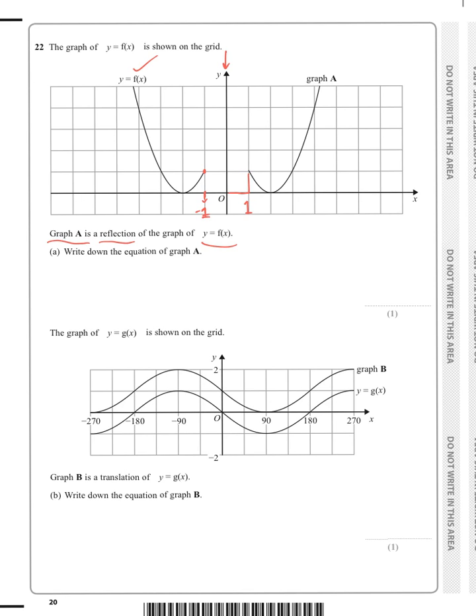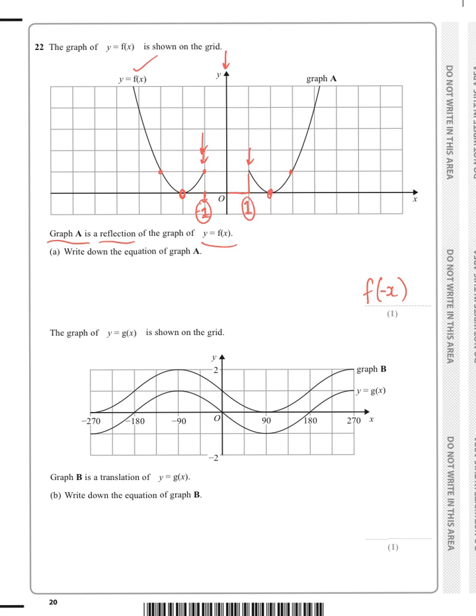So it seems like the x values here become the negatives of the x values we had here, i.e. negative 1 becomes positive 1. So that's of interest. Now I can see this point here corresponds to the negative of this point here, and so on. So I think that's quite easy to say that graph A must correspond to the x values of f of x, but the negative of those values. So I would put f of minus x. That would be my answer.